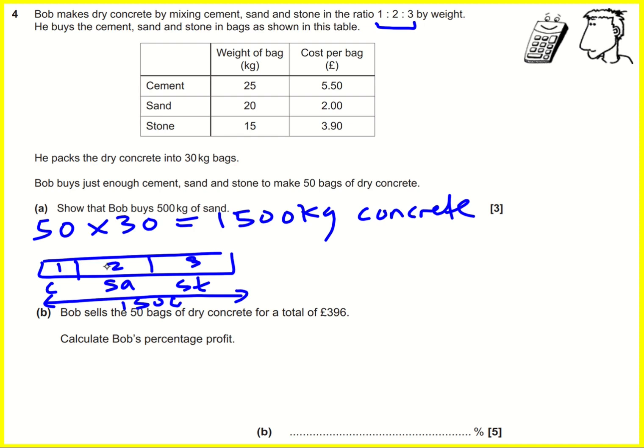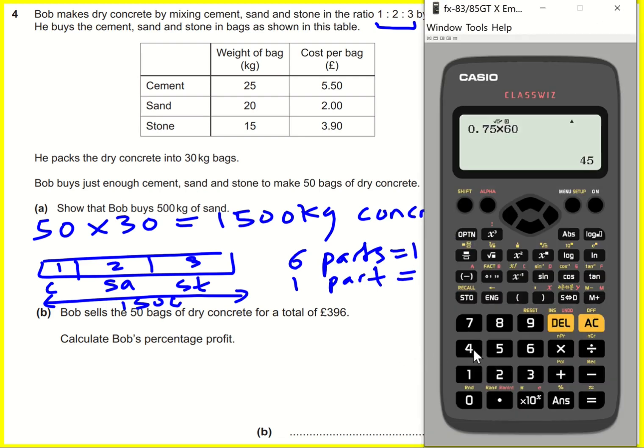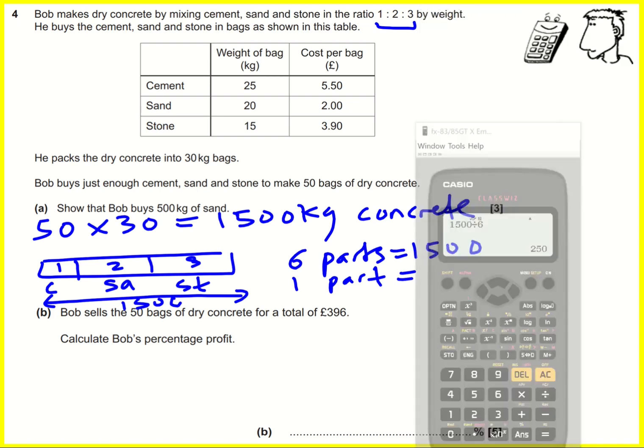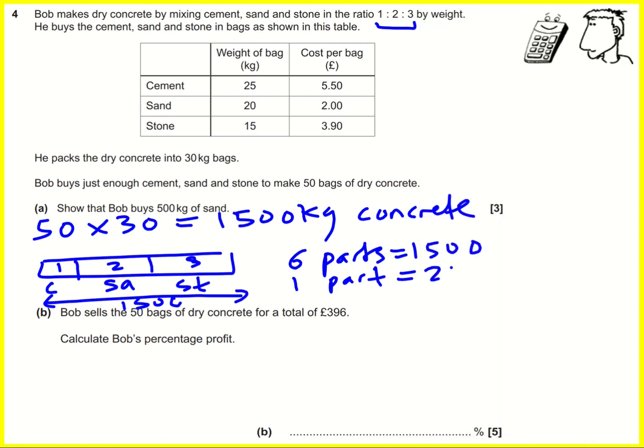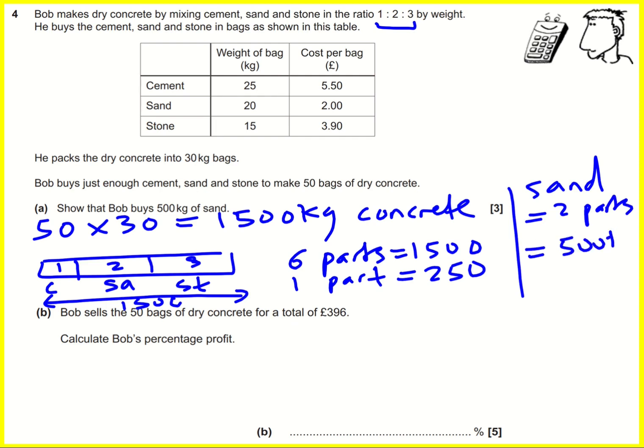Well, I can add these together. I've got 6 parts in total, so 6 parts equals 1,500. So I can work out what 1 part is worth by dividing through by 6. I use my calculator for this. 250. So sand is equal to 2 parts, which is equal to 500 kilograms as required.